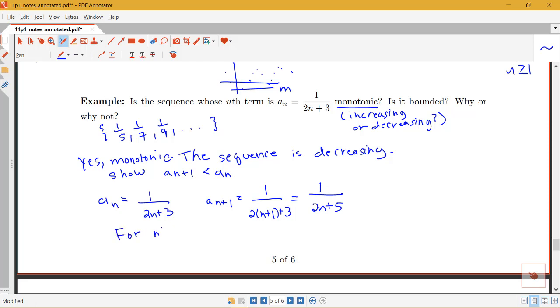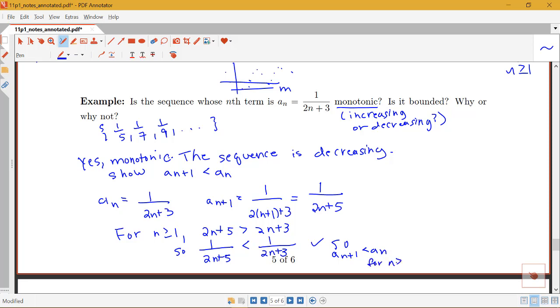So notice that for n greater than or equal to 1, 2n plus 5 is definitely bigger than 2n plus 3. So the reciprocal here, 1 over 2n plus 5, will be less than 1 over 2n plus 3. When I take the reciprocal, that's going to switch the direction of my inequality sign. So we do have a_(n+1) is less than a_n for n greater than or equal to 1. So we were able to show that it is decreasing.